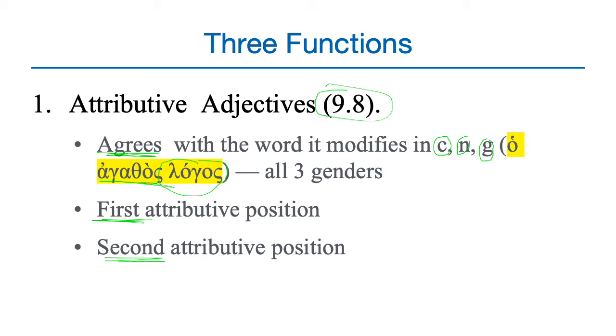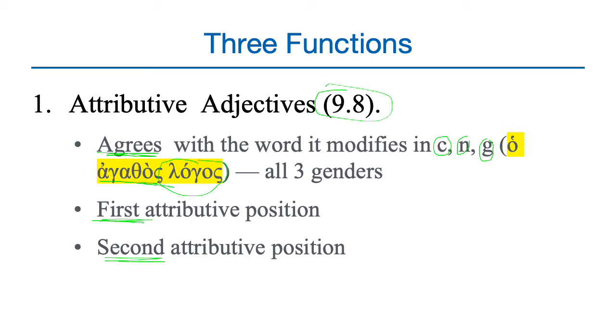In the sentence, Ho agathos logos, agathos is the adjective, logos is the noun it is modifying. And notice that both have the nominative singular ending because they are both in the nominative singular. This is the case in all genders. They will always agree with the word they are modifying in case, number, and gender. This will come up later.